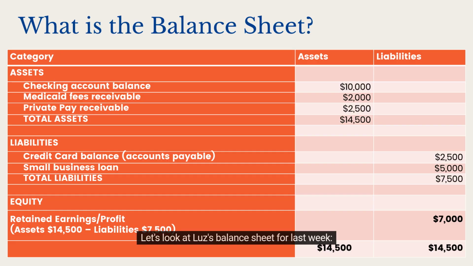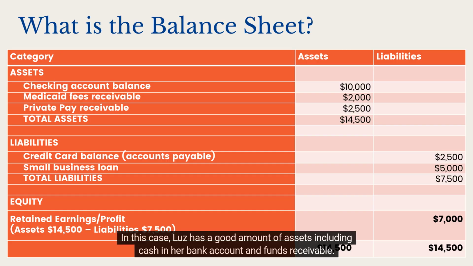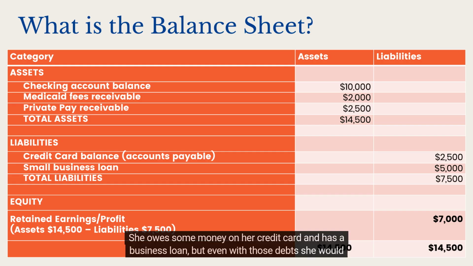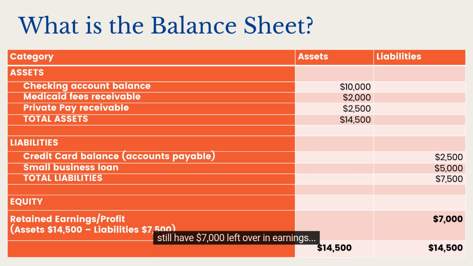Let's look at Luz's balance sheet for last week. In this case, Luz has a good amount of assets, including cash in her bank account and funds receivable. She shows some money on her credit card and has a business loan, but even with those debts, she would still have $7,000 left over in earnings. That is, assets of $14,500 minus liabilities of $7,500 equals $7,000.